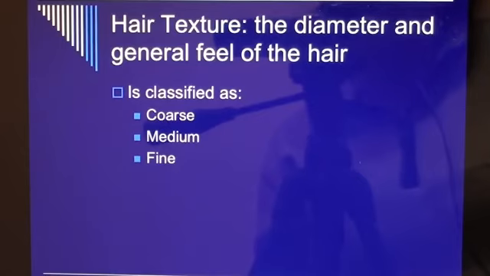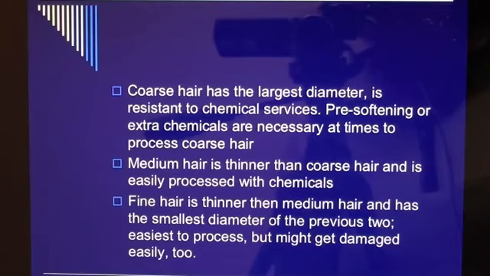Hair texture, the diameter and general feel of the hair, is classified as coarse, medium, and fine. Coarse hair has the largest diameter, is resistant to chemical services. Pre-softening or extra chemicals are necessary at times to process coarse hair. Medium hair is thinner than coarse hair and is easily processed with chemicals. Fine hair is thinner than medium hair and has the smallest diameter of the previous two. Easiest to process, but might get damaged easily too.